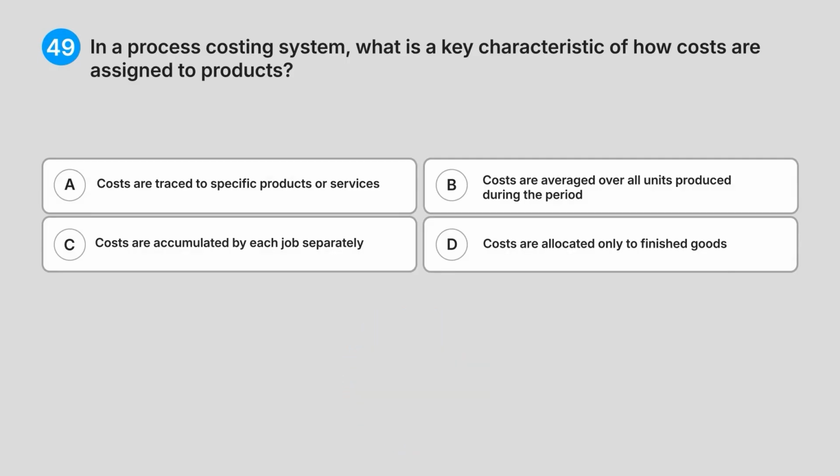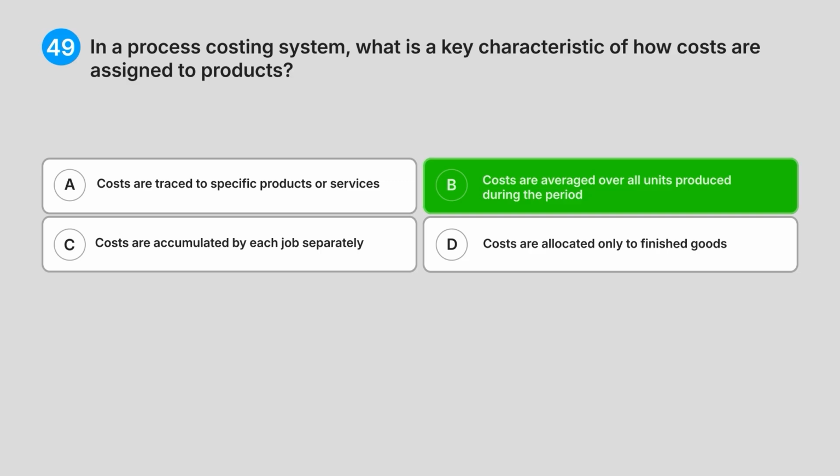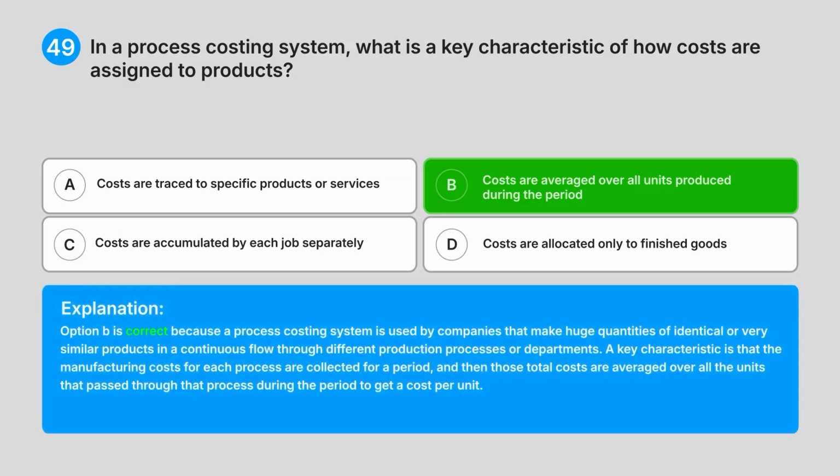Correct answer. B. Costs are averaged over all units produced during the period. Explanation. Option B is correct because a process costing system is used by companies that make huge quantities of identical or very similar products in a continuous flow through different production processes or departments. A key characteristic is that the manufacturing costs for each process are collected for a period, and then those total costs are averaged over all the units that pass through that process during the period to get a cost per unit.